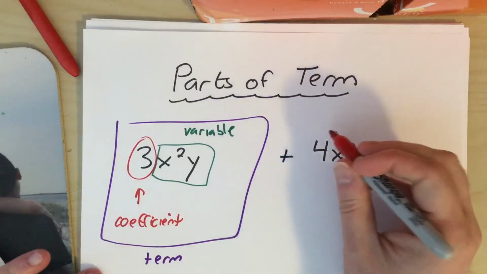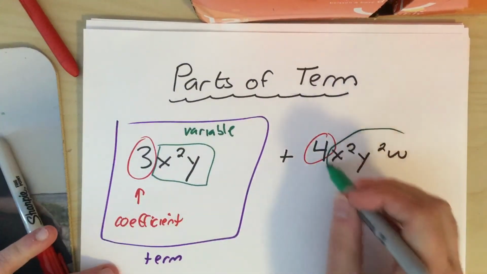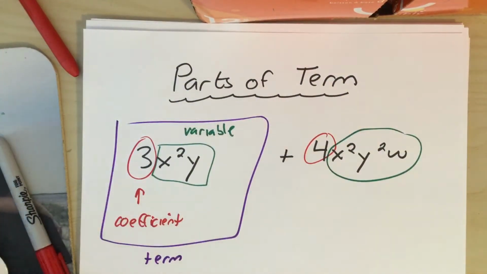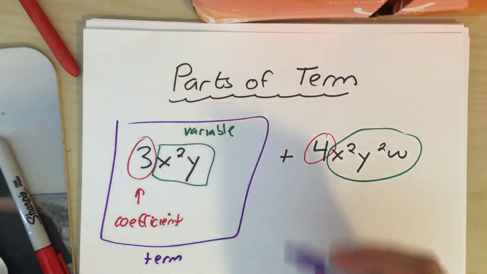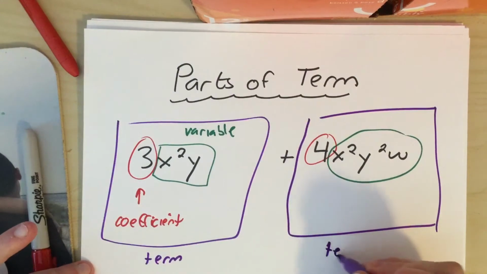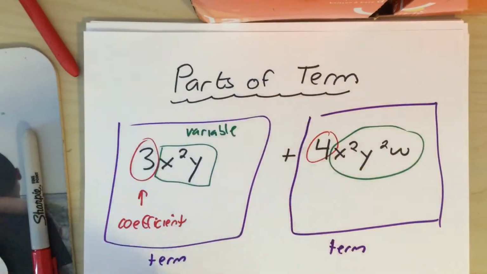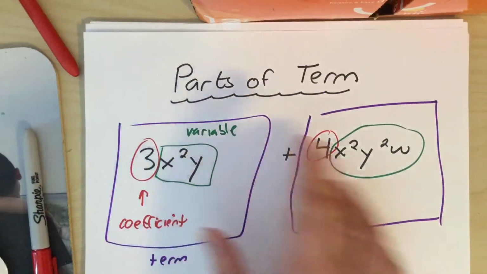So for that one, this would be the coefficient. This whole thing would be the variable part, the thing with the letters. And that entire thing would be another term. Which kind of leads us to the idea that a term is also something that's separated by a plus or a minus that's not in the term box.